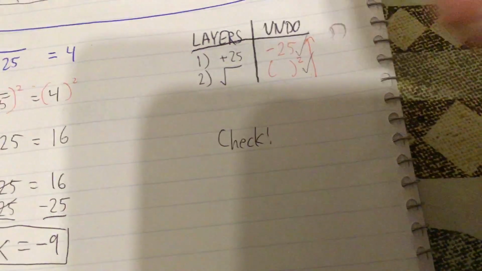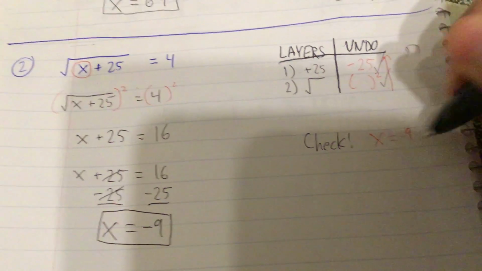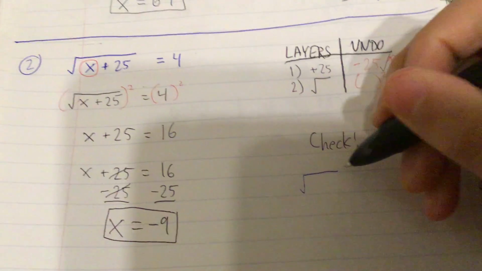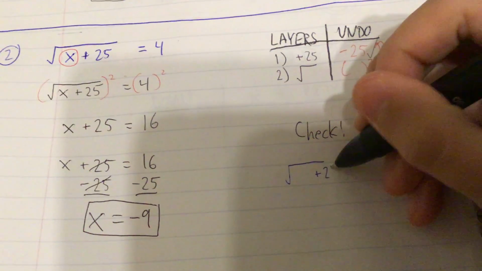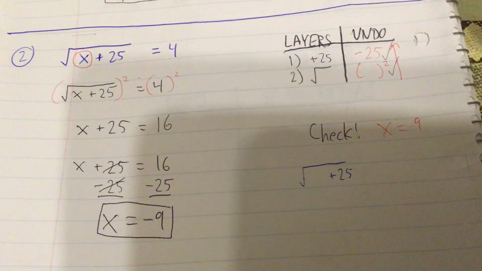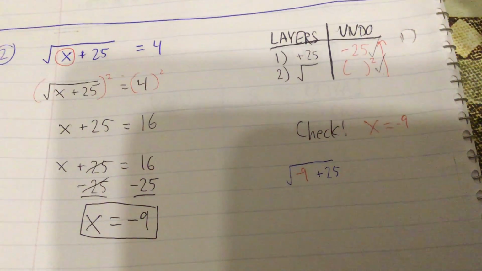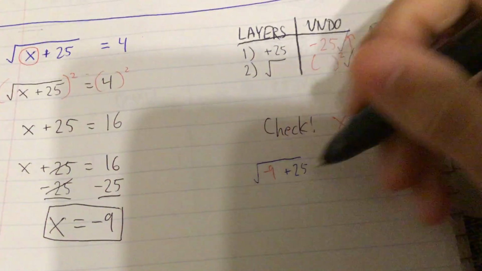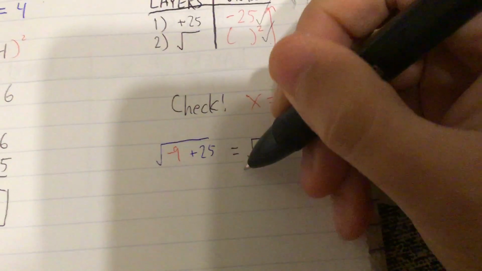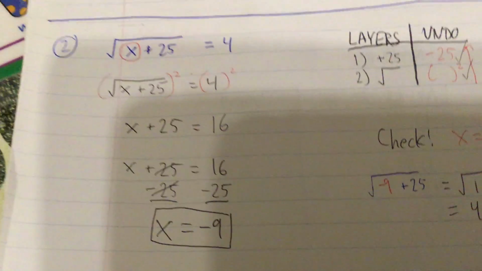So I'm going to check my work by plugging in x equals negative 9. So my original problem is blank plus 25, but the blank is going to be negative 9. Well, negative 9 plus 25 is 16, so we've got the square root of 16, and the square root of 16 is 4. That's what we wanted all along.